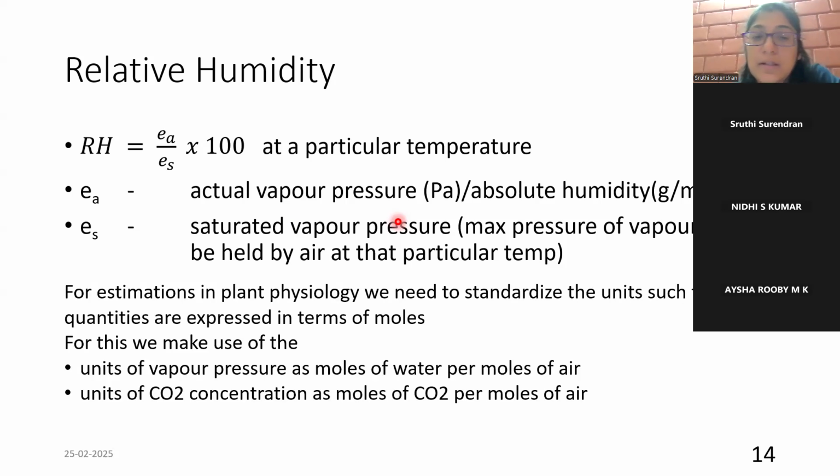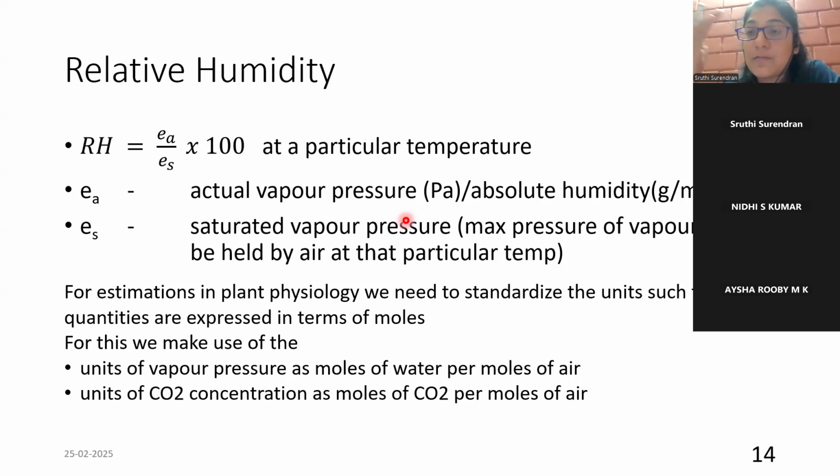So for estimations in plant physiology, we need to standardize the units. Generally, the vapor pressure quantities are going in, if you consider leaf and if you consider one stomata. I'm sorry if I'm using the wrong term, stoma, stomata.